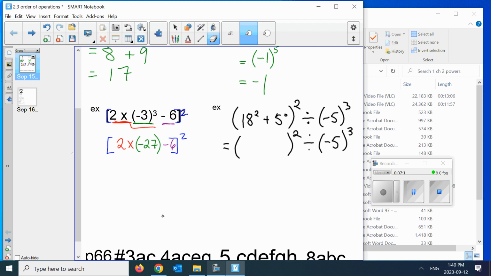I'm taking care of the green part. What do we do next? Inside the brackets.